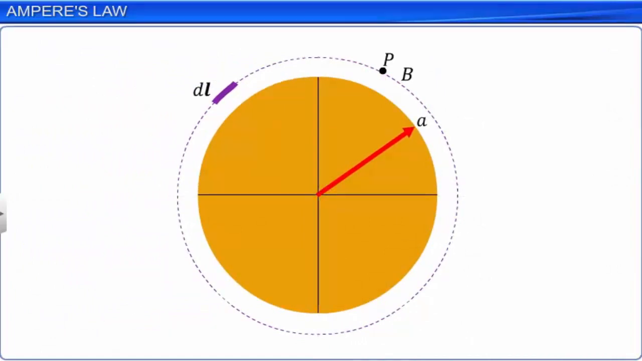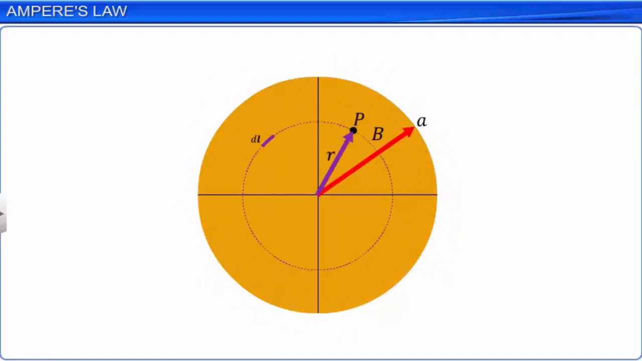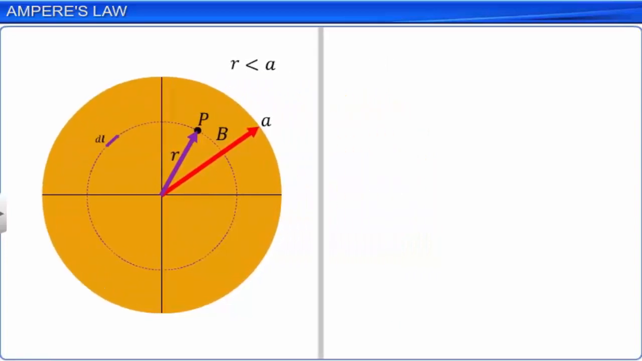Now, let us consider another case, in which the point P is inside the conductor at a distance r from the center of the cross-section of the wire. Consider an Amperian loop in the shape of a circle, concentric with the cross-section of the wire and having radius r, such that r is less than a. Total length of the Amperian loop is equal to 2 pi r. That is, integral over the closed curve C dl is equal to 2 pi r. Let this be equation 11.